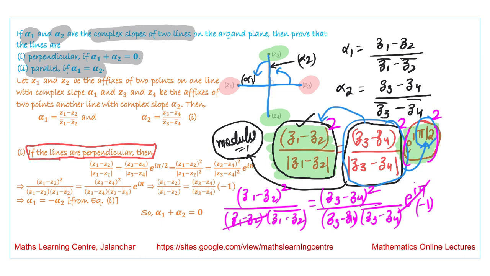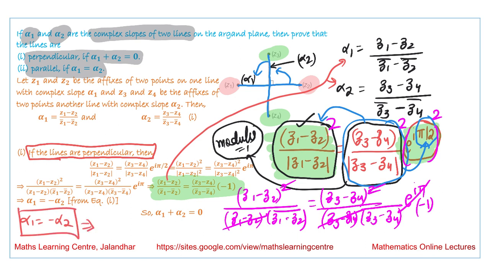So one value gets cancelled over here, and we are left with z1 minus z2 over z1 minus z2 bar is equal to z3 minus z4 over z3 minus z4 bar, times minus 1. These values are basically alpha 1 and alpha 2. So we obtain that alpha 1 is equal to minus alpha 2, which implies that alpha 1 plus alpha 2 is equal to 0.